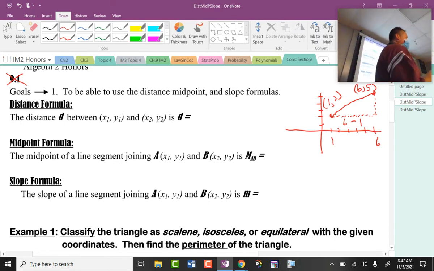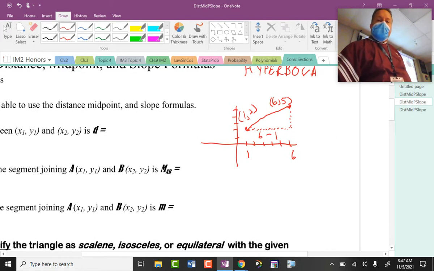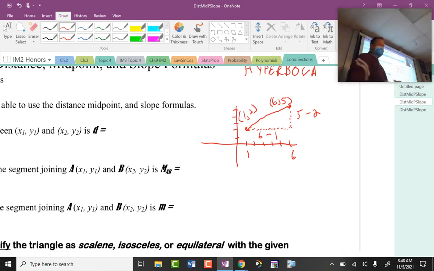All right, I'm not going to write 5. And then this distance, same thing is occurring. This is 5 up, but you're missing this 2. So this is 5 minus 2 as a distance, which is 3. And then what you can do is understand the Pythagorean theorem exists.